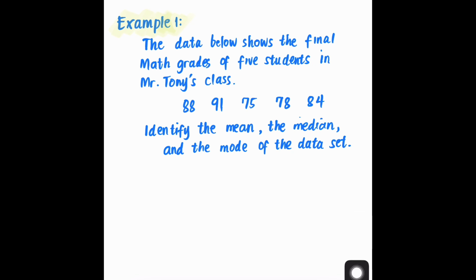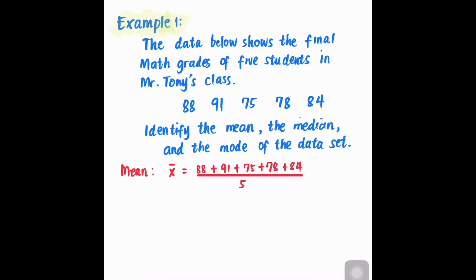Alright, so let's begin with identifying the mean or the average. In order for us to find the mean, we need to add all the given scores. So we have 88 plus 91 plus 75 plus 78 plus 84 divided by the total number of scores. So there are 5 scores given.